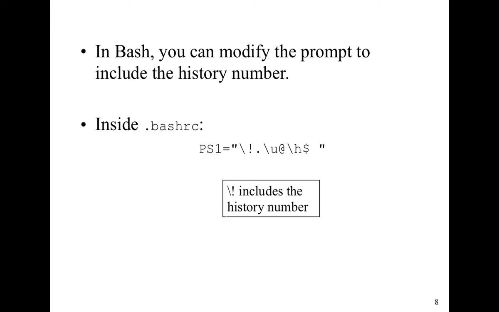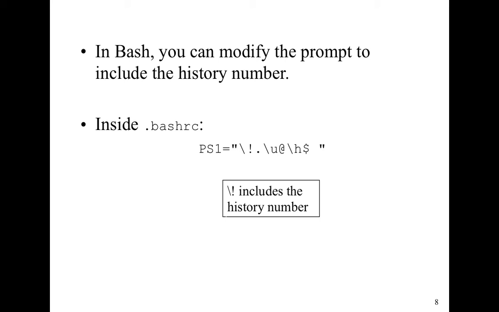So in bash, you can modify the prompt to include the history number. You can't do this in the C shell. Why do you want to do that? Because maybe you want to know what line number you're at. So remember the old days when we used to have line numbers? You type stuff in, and then the prompt shows you where you are, what line you're on in your script. So it makes it a little bit easier.